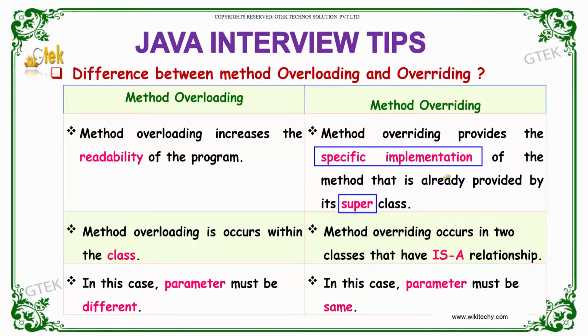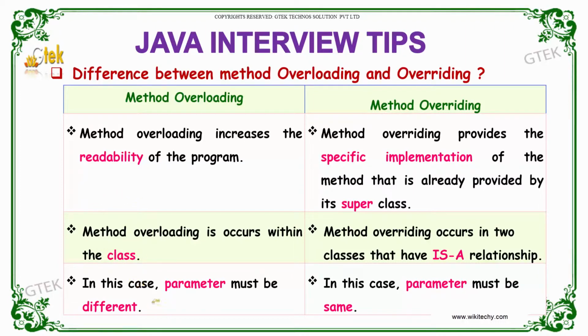The method will already be available in the superclass, and apart from that, if you want any specific implementation, that can be added in method overriding. Method overriding occurs in two classes, that is having an is-a relationship, that is inheritance. Whereas method overloading occurs within the class itself.